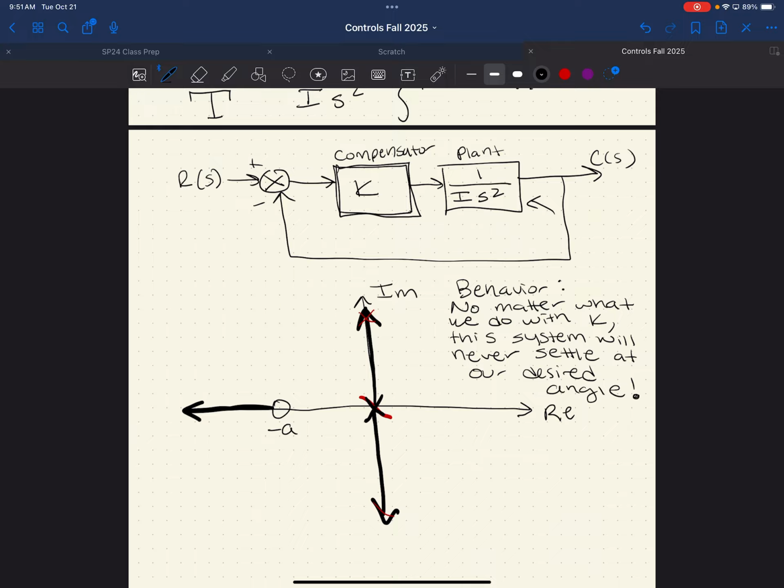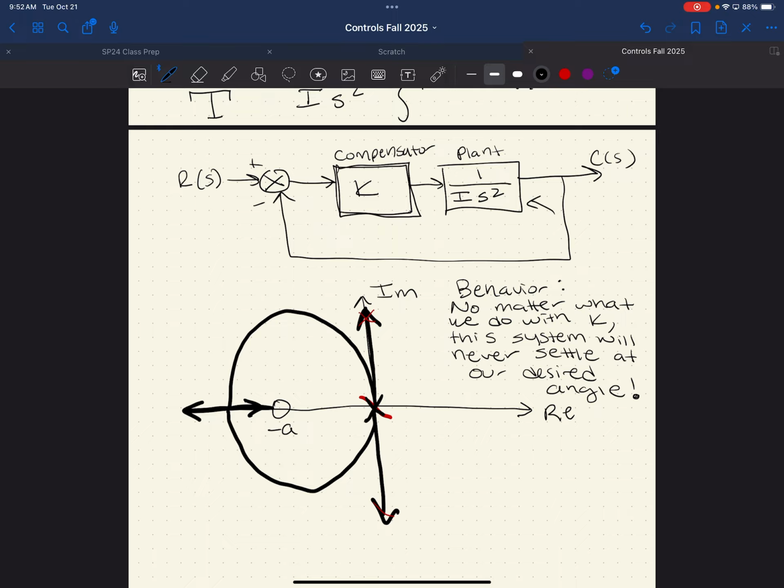If my branches start at poles and end at zeros, I've got to somehow come out of those poles and somehow return to the zero. So I'll have 1 infinite zero and 1 finite zero. Okay? With this root locus, is it possible for me to choose a value of K such that my system will approach my desired angle?